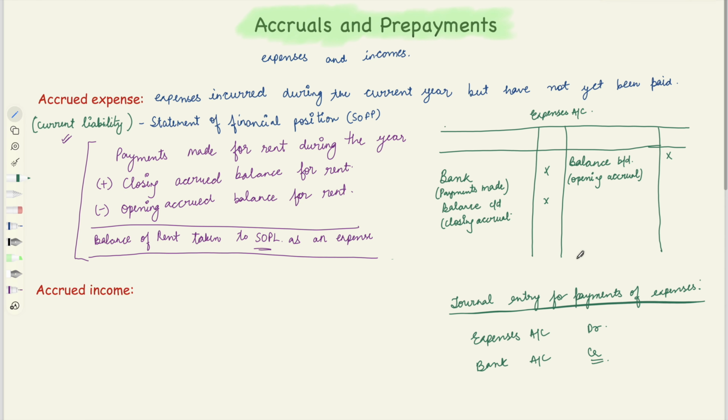Now I know everything. The balancing figure here will be your balance taken to statement of profit or loss. Expense taken to statement of profit or loss. What is it? It's going to be my balancing figure.